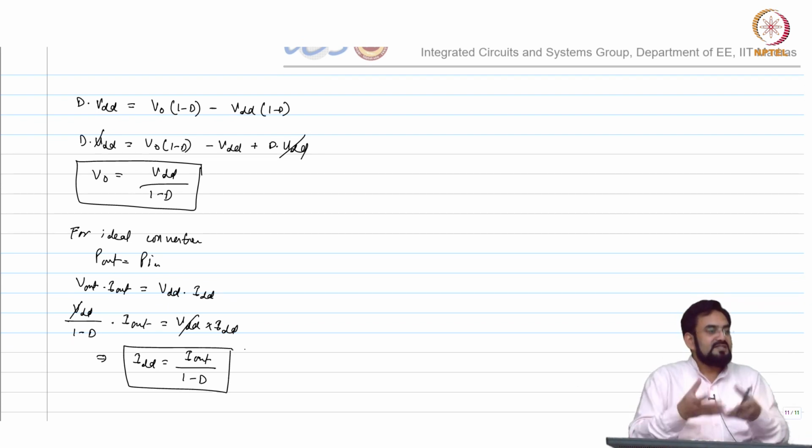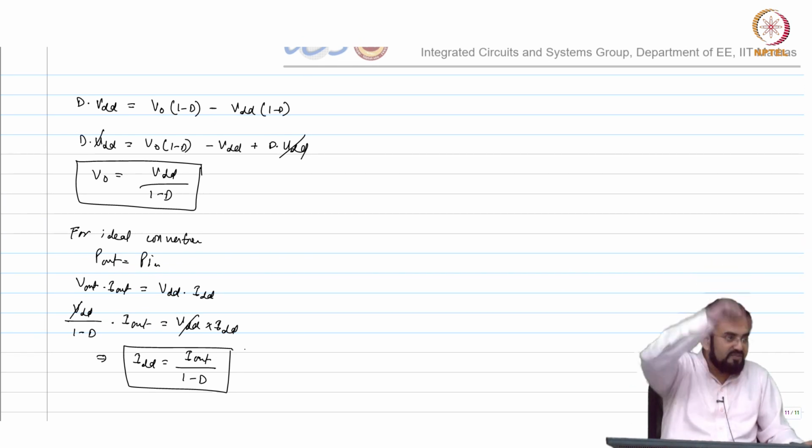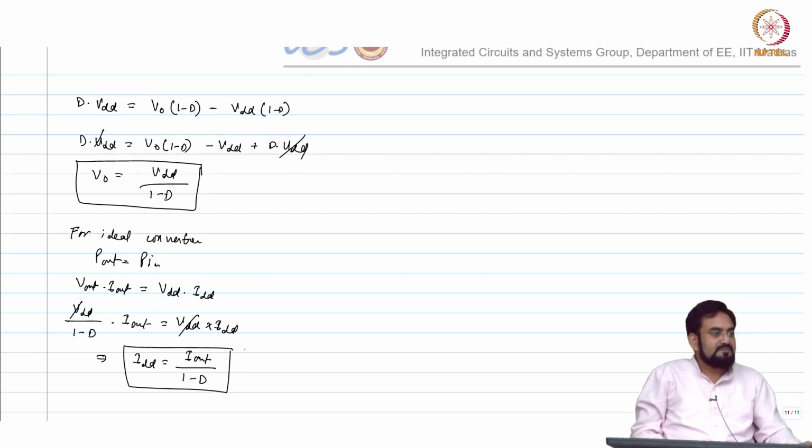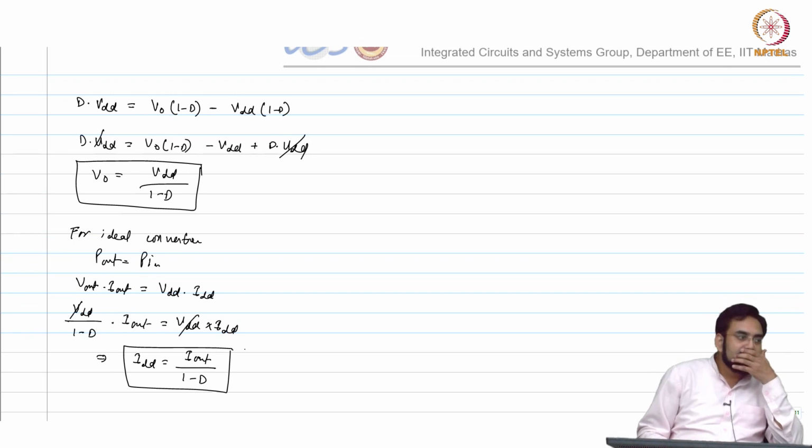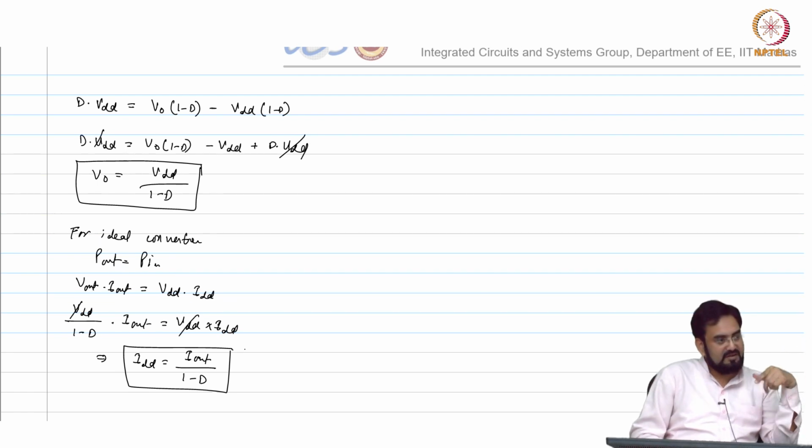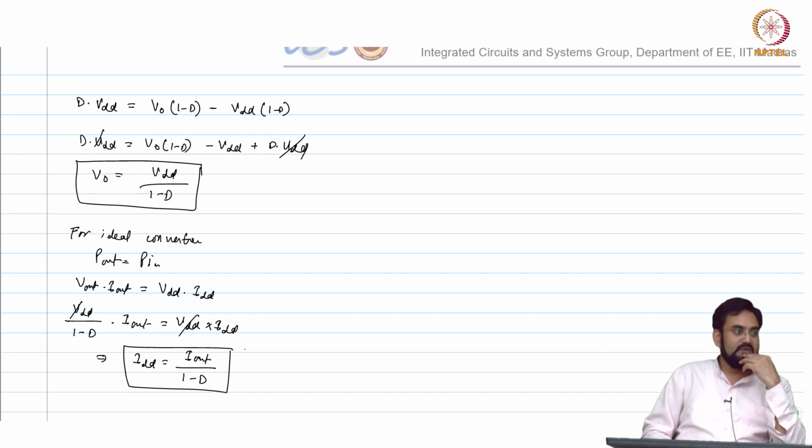Which means your current, the current which is drawn from the supply, is also boosted. Let us say I am operating at 50% duty cycle, my input is 2.5 volt, what should be the output? 5 volt, 2x. And if the load current is 1 amp, then the current drawn from input is 2 amp now.